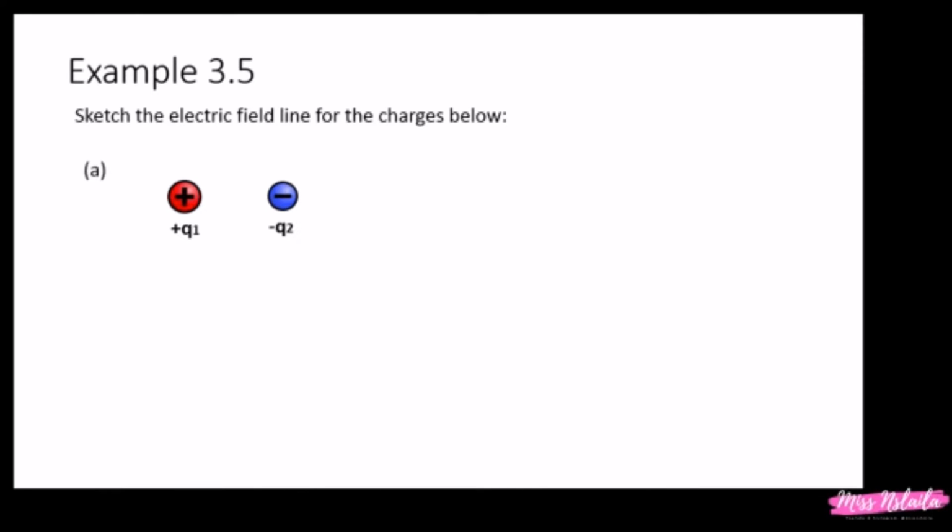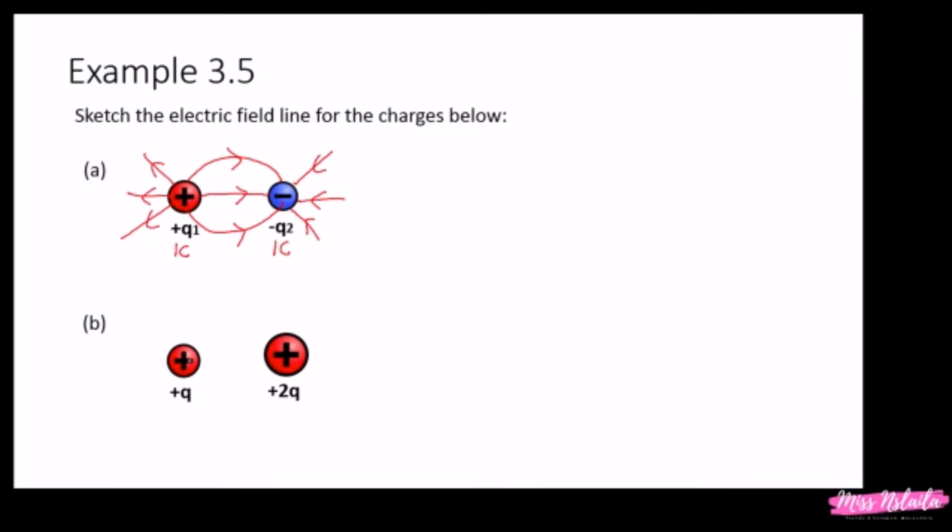Example 3.5, sketch the electric field lines for the charges below. So we have positive and negative charge. They are equal in magnitude. Positive Q1 and negative Q2. Let's say this one is 1 coulomb, this one also 1 coulomb. So sketch the electric field lines: 1, 2, 3, 4, 5, 6. And at this negative charge also 6 lines to show that they are equal in magnitude.